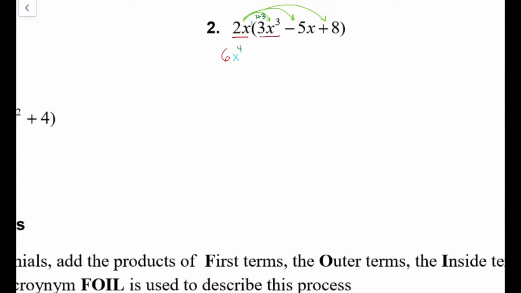Then I take 2x times negative 5x. 2 times negative 5 gives me a negative 10. And x times x gives us x squared. We add 1 plus 1 gives us 2. On that third term, we're going to take the 2 times 8 to give us 16. And then the 2x has an x. So the third piece is going to be plus 16x. And that's our answer.